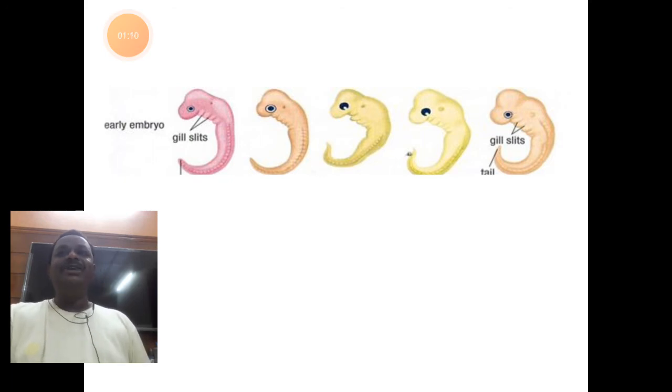Well students, if you look at the slide picture, you find 5 embryos, isn't it? All the 5 embryos look alike. They look similar with the features, right? But to your surprise, all these embryos do not belong to the same animal.